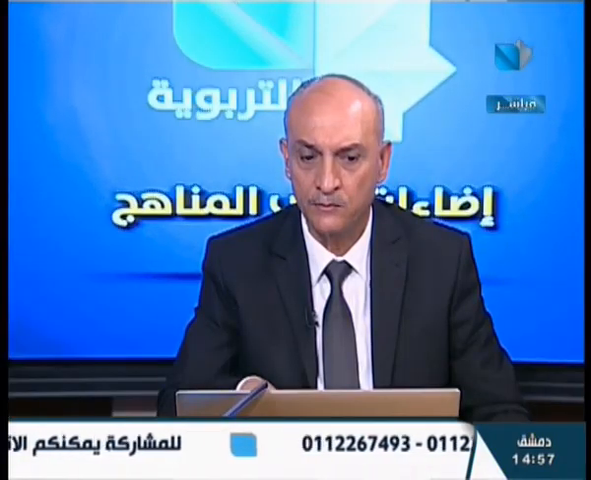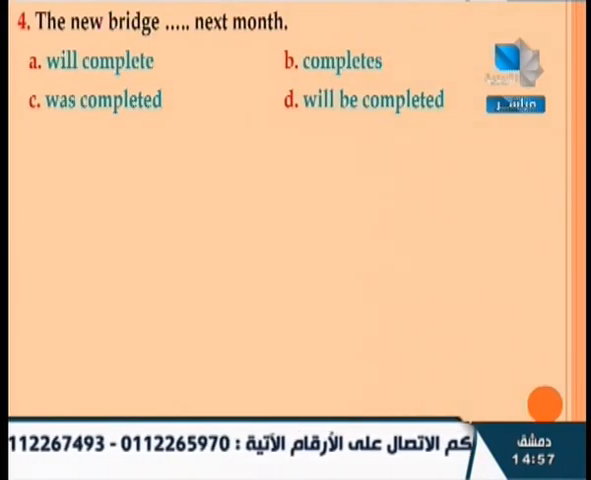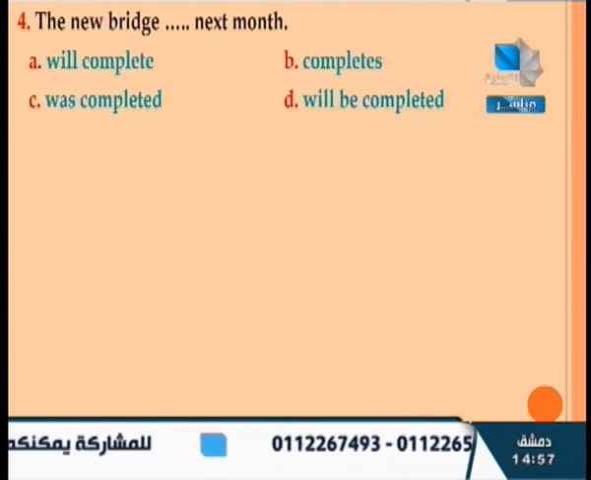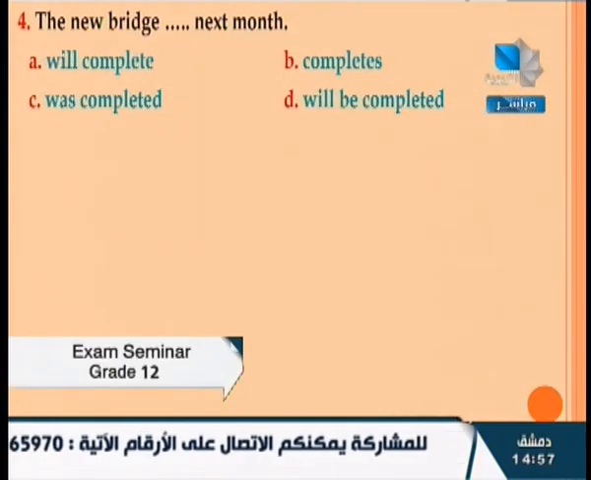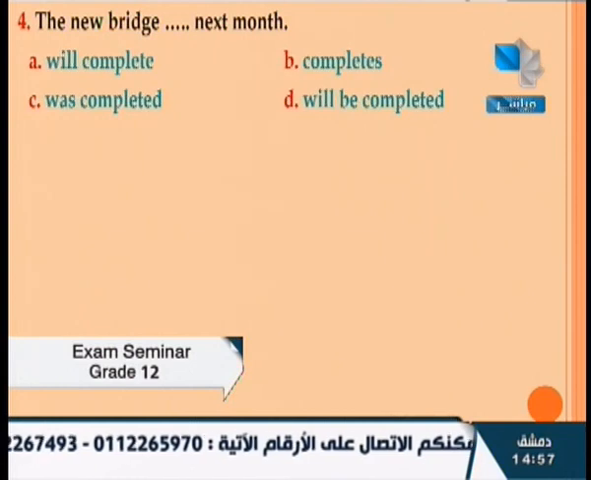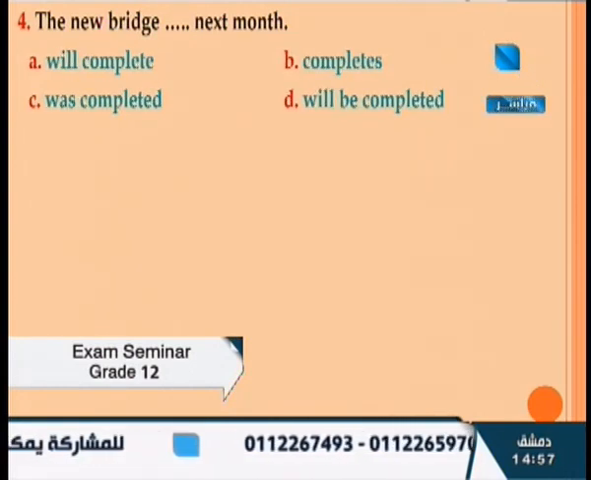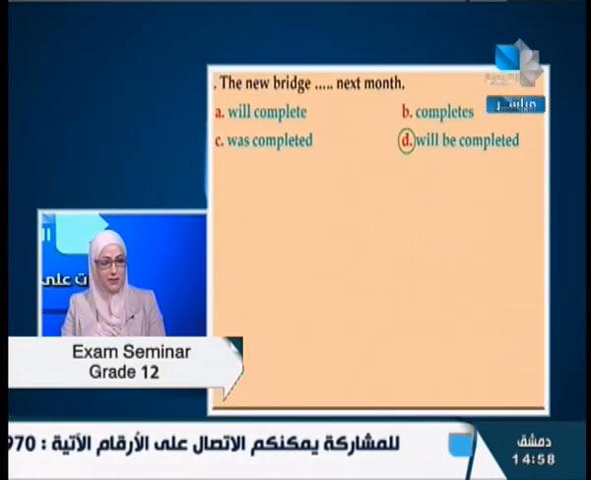For number 5, the new bridge next month: will complete, completes, was completed, will be completed. Here we have 2 tenses in the active, will complete and completes, and we know that the bridge can't do this. It's not the doer, so we have to choose between was completed or will be completed. We depend on next month. We see that this is a future tense, so it's in the passive. The correct choice is will be completed.